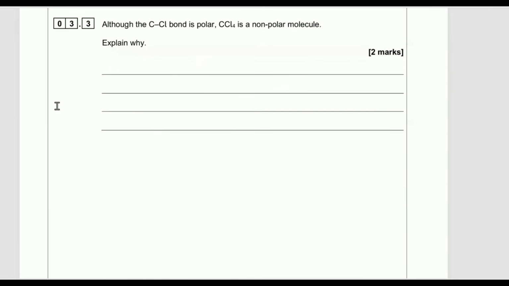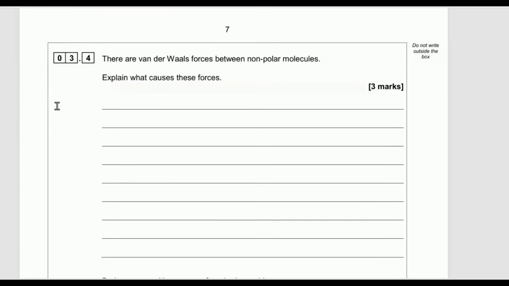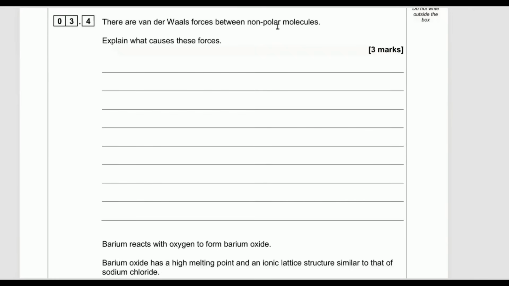Right, let's zing on. There are van der Waals forces between non-polar molecules. Explain what causes these forces. So let's take a look at, say, a non-polar molecule. Oh my gosh, is that the best I can do? Oxygen, right? Let's take a look at oxygen.